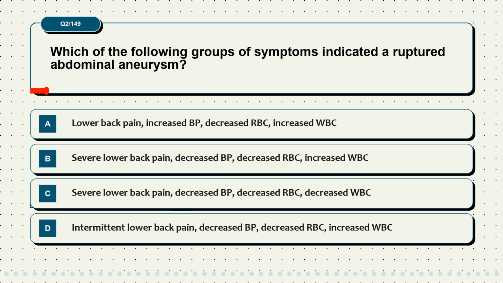Question 2. Which of the following groups of symptoms indicates a ruptured abdominal aneurysm? Here are the options. Option A, lower back pain, increased BP, decreased RBC, increased WBC. Option B, severe lower back pain, decreased BP, decreased RBC, increased WBC. Option C, severe lower back pain, decreased BP, decreased RBC, decreased WBC. Option D, intermittent lower back pain, decreased BP, decreased RBC, increased WBC.